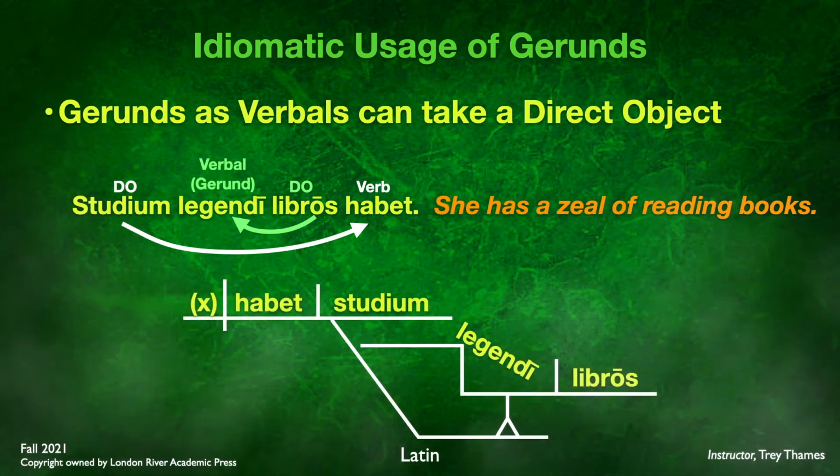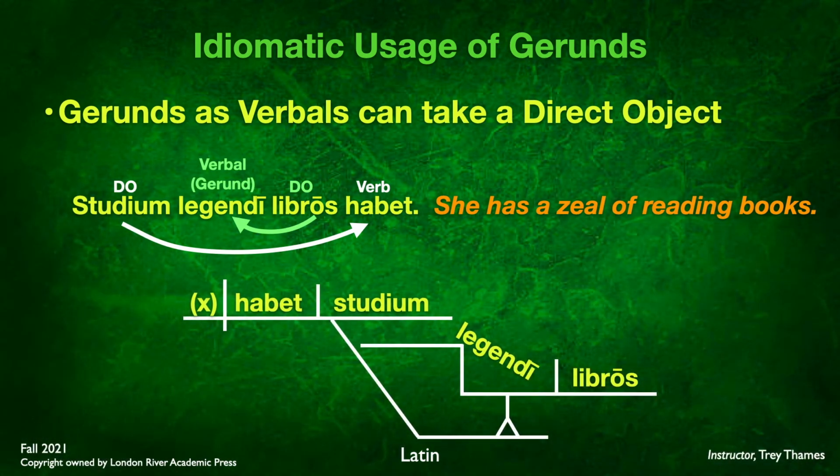Now, if you were to diagram this sentence out, here's what it would look like. Your subject, again, embedded with the verb, habet, studium is your direct object. And then you have the verbal phrase or verbal clause, legendi, and that's how you diagram gerunds, on this little stair-stepped kind of platform, legendi, and then libros is functioning as the direct object of this verbal. Remember, gerunds are verbals, which means they have characteristics of verbs, and verbs can take direct objects. So that's what we mean here. Libros is the direct object of the quasi-verb legendi. So she has a zeal of reading books, or a love of reading books.